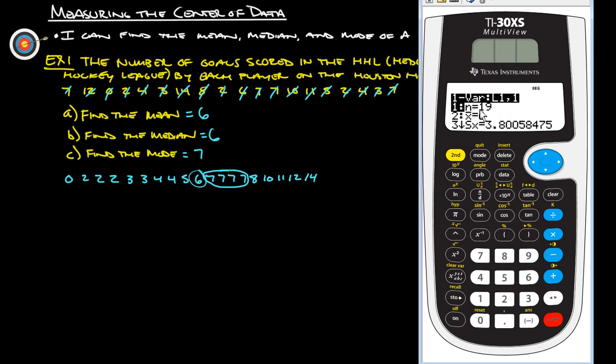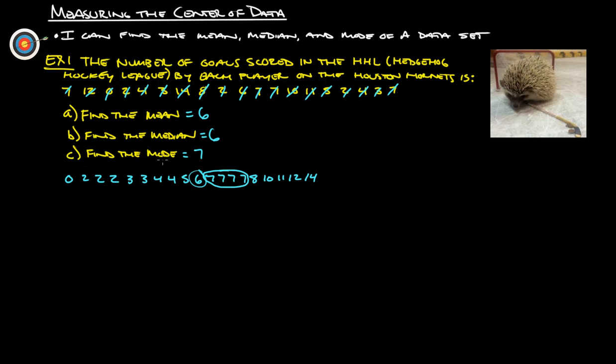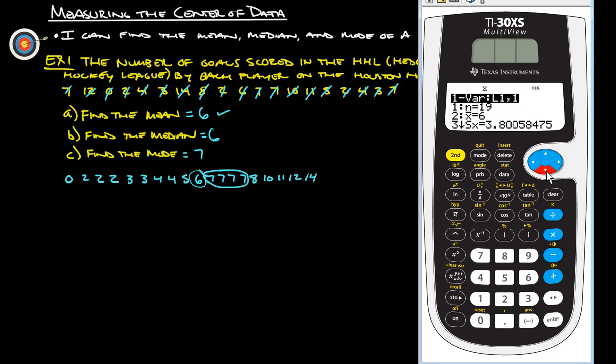So first thing is n. That means there's 19 total things that we entered. X with the bar over the top is the mean. So there's our mean, 6. So we've got that. Then we're going to scroll down here, and that's going to show us a bunch of other stuff.